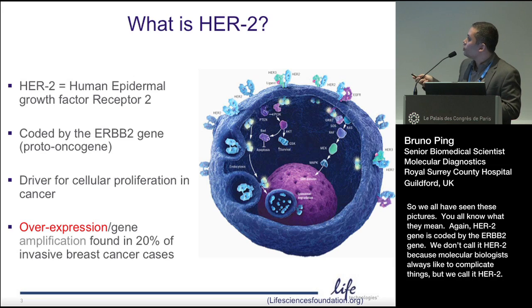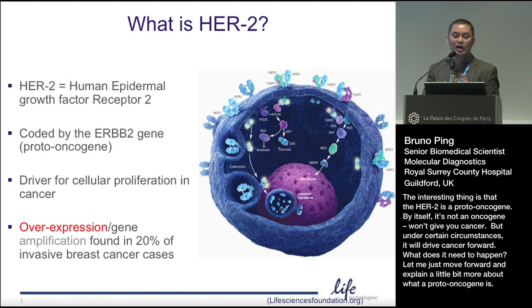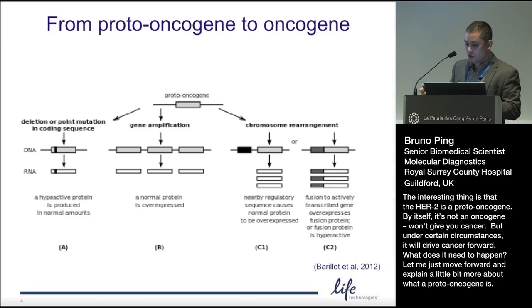And again, the Her-2 protein is coded by the Her-2 gene. We don't call it that because molecular biologists always like to complicate things, but we call it Her-2. Now, the interesting thing is that Her-2 is a proto-oncogene. By itself, it's not an oncogene. It won't give you cancer. But under certain circumstances, it will drive cancer forward. And what does it need to happen? Let me explain a little bit more about what a proto-oncogene is.